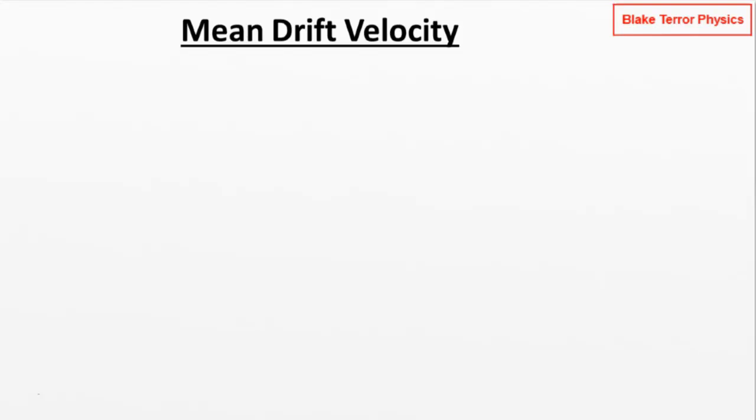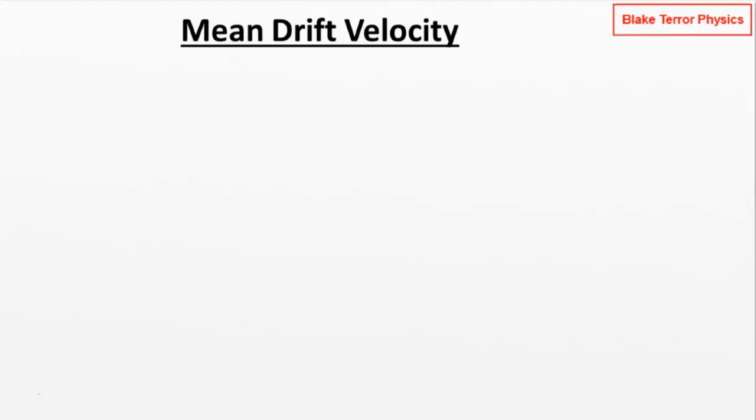Hello, in this video I'm going to talk about mean drift velocity. This is the answer to the question of how fast are electrons moving along a wire when we've got a current flowing in it. This is the average velocity of an electron moving along a current carrying wire.